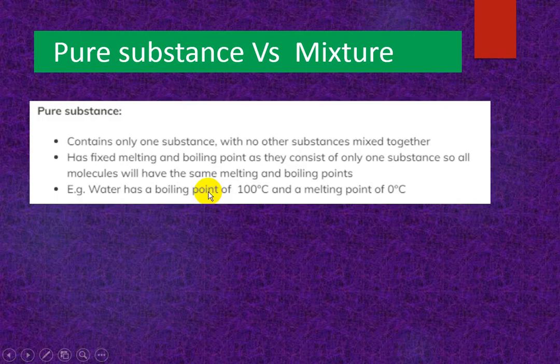Pure substance versus mixture. A pure substance contains only one substance with no other substance mixed in. It has a fixed melting point and boiling point. As they consist of only one substance, all molecules will have the same melting and boiling points. Water, for example, has a boiling point of 100 degrees Celsius and a melting point of 0 degrees Celsius.